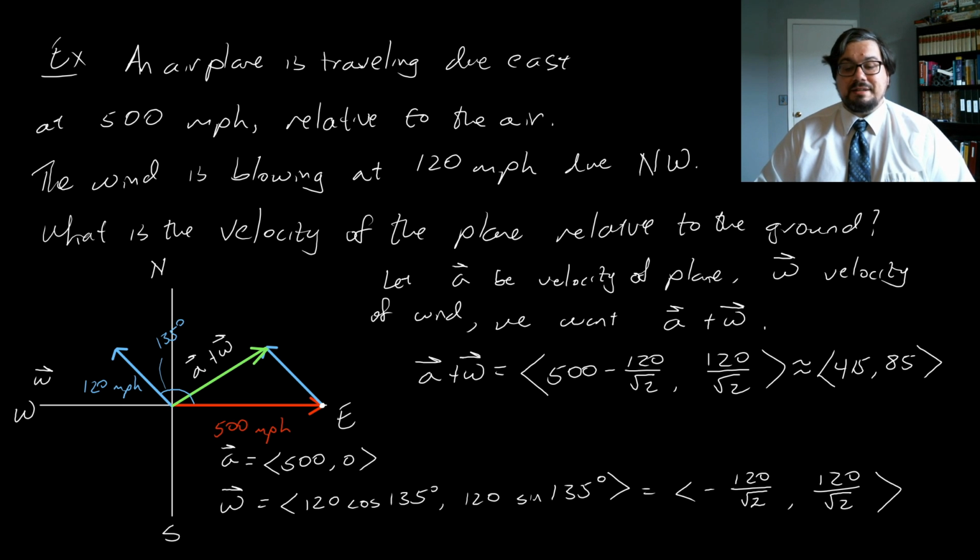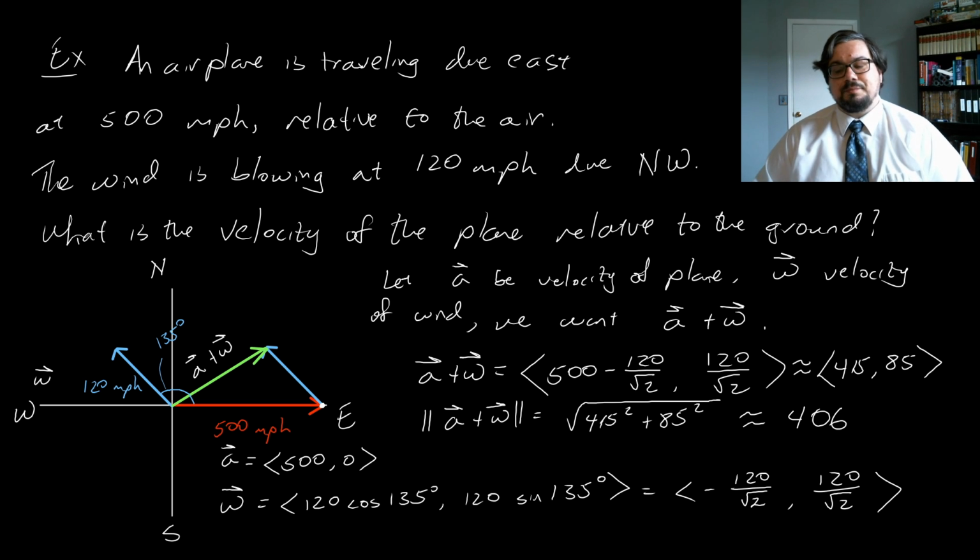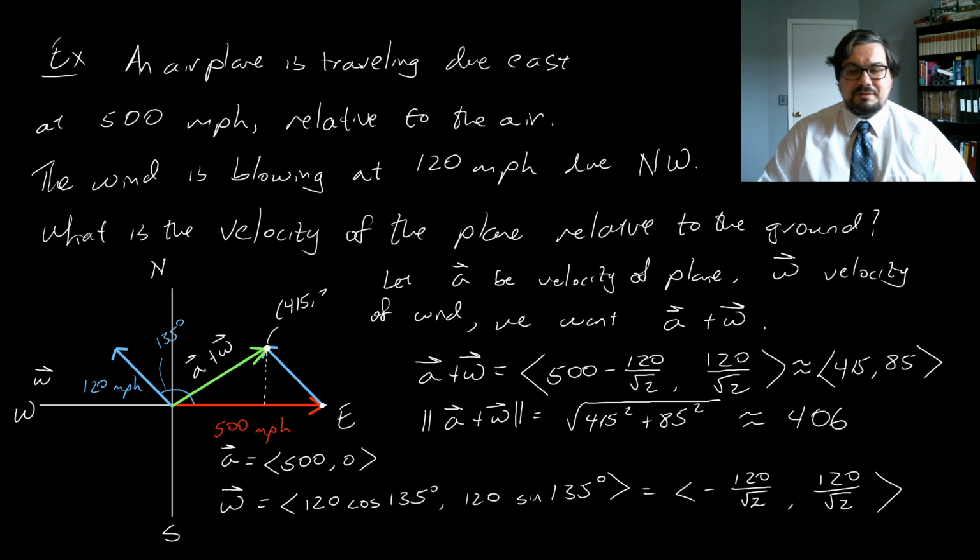From this, we can tell a couple of things. For instance, we could find the speed of the plane. The speed is just the magnitude of the velocity, using our standard magnitude formula. That's the square root of 415 squared plus 85 squared, which is approximately, again in a calculator, 406. So the plane is traveling at approximately 406 miles per hour.